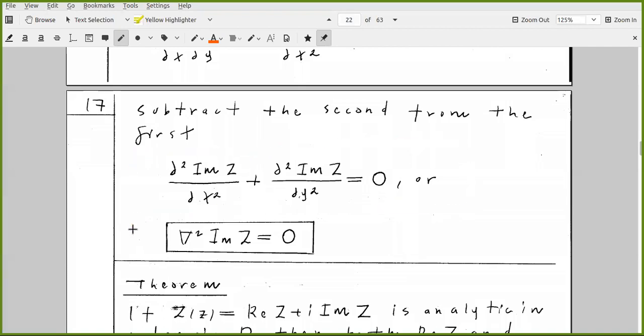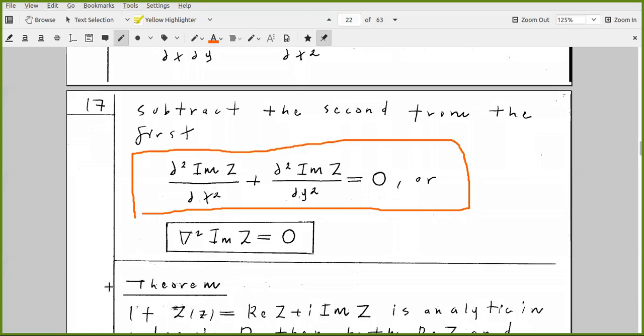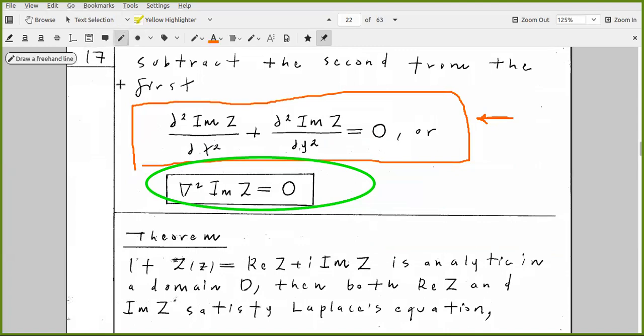d2 imaginary z dx2 plus d2 imaginary z dy2 equals 0. In compact form, del squared imaginary z equals 0. Therefore, if the function z is analytic, both real and imaginary parts satisfy the Laplace equation. That's the summary of the result, and it's highlighted in this theorem.